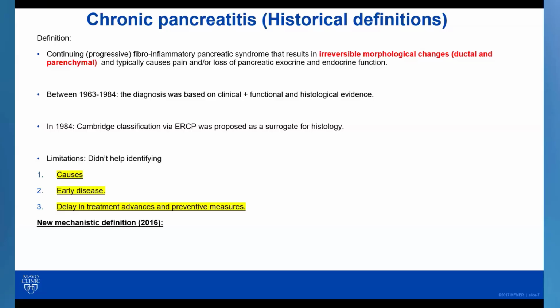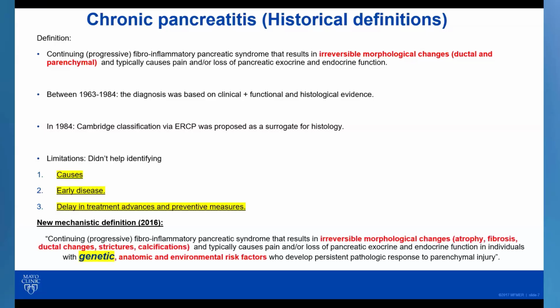And therefore, there was a new mechanistic definition in 2016 that included additional information to what we know about chronic pancreatitis. The morphological changes are not just a high level description, but rather specific to atrophy, fibrosis, strictures, and evidence of calcifications. But also, this definition added causes, including genetic or environmental risk factors, such as, again, alcohol or heavy smoking exposure.